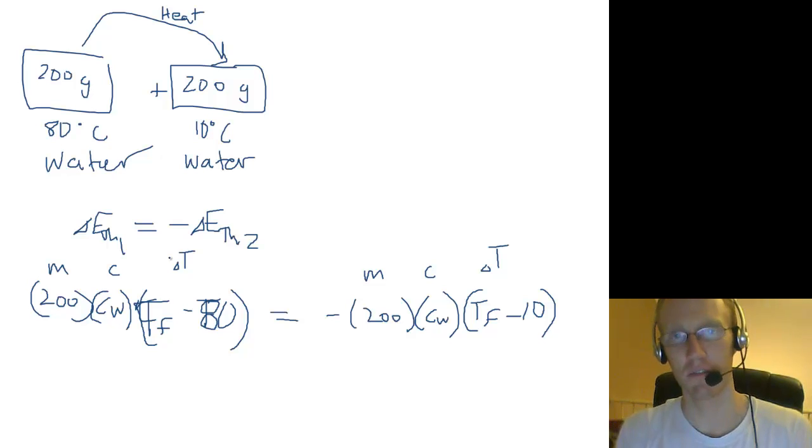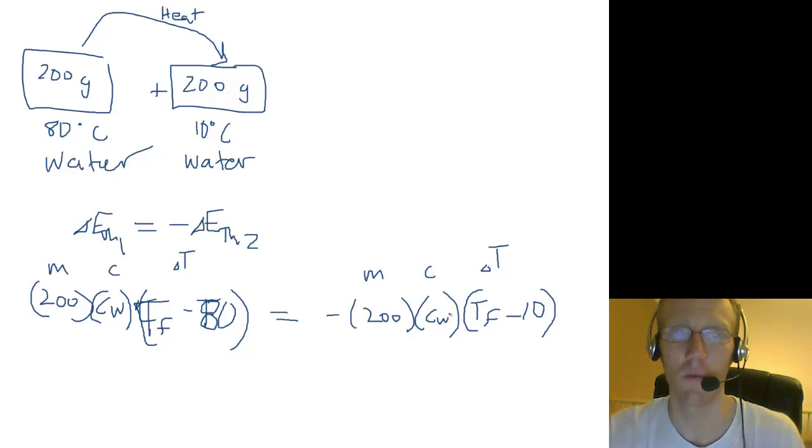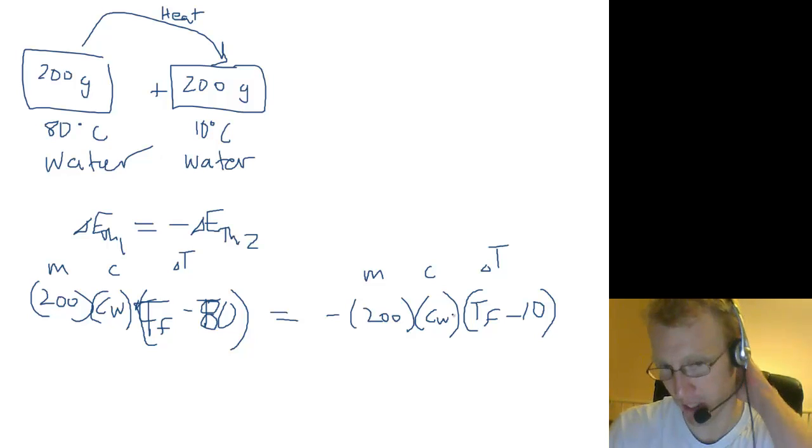You'll do mc delta T of the first one equals mc delta T of the second one, because whatever energy one of them lost has to equal the amount of energy the other one gained. This minus sign in the front again is because the temperature of one of them is going up, one of them is going down. So the numerical value is equal, but one will be positive, the other will be negative. So the minus sign fixes that.